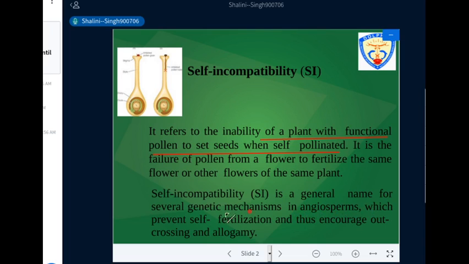Self-incompatibility is a general name for several genetic mechanisms which are present in angiospermic plants, and it prevents self-fertilization and thus encourages outcrossing and allogamy. Thus, it helps us in the production of hybrid seeds.